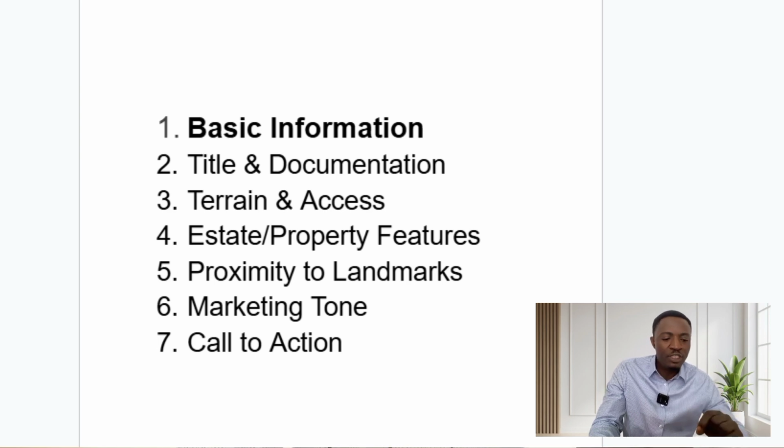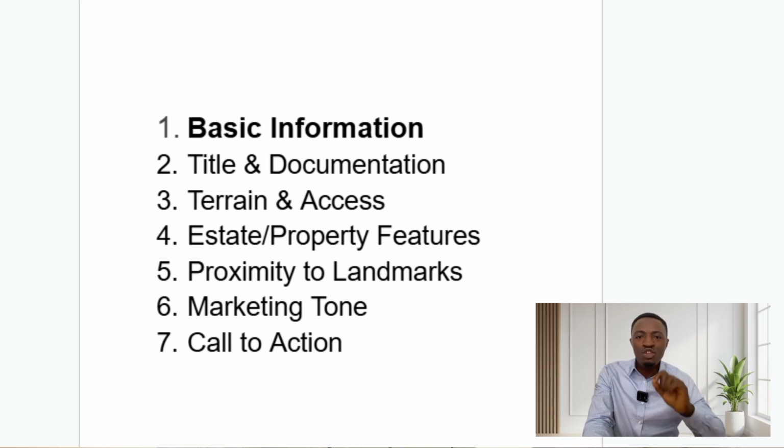Number 5 is proximity to landmarks. Number 6 is marketing tone. Look, there are different kinds of marketing tones. There are excitement and enthusiastic marketing tones. We have luxury or premium tone. We have educational or informational tone, conversational, persuasive tone, professional tone, empathetic tone, or even urgent. Urgent is when people say something like, we have only 1 acre left in this estate. That is urgency. They are using urgency as a tone.